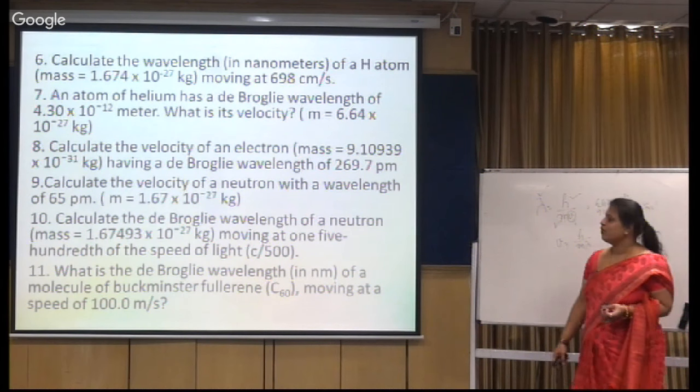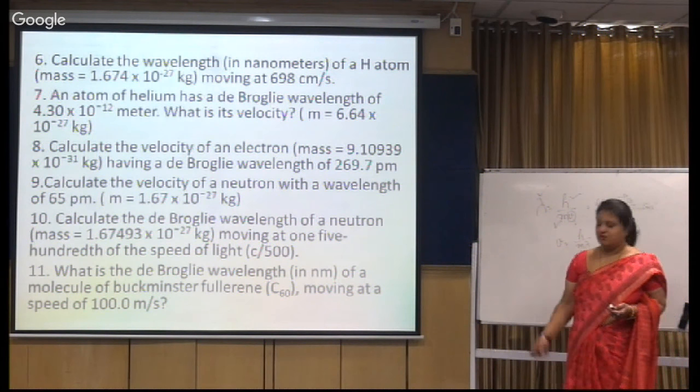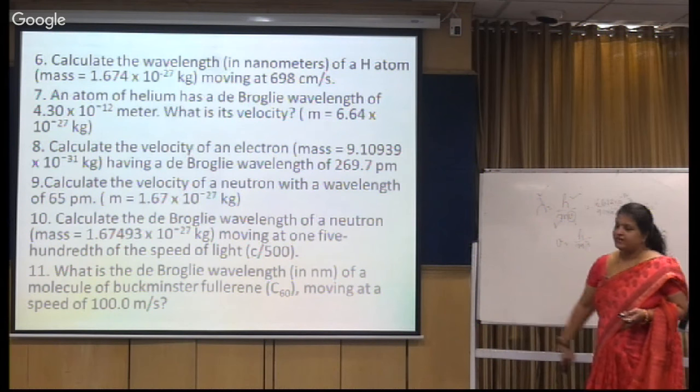Then move on to the next. Calculate the velocity of a neutron with a wavelength of 65 picometer. Try the 8th and 9th.